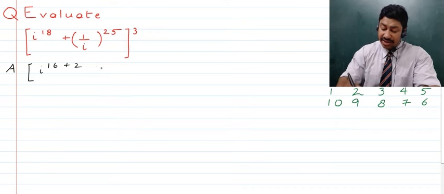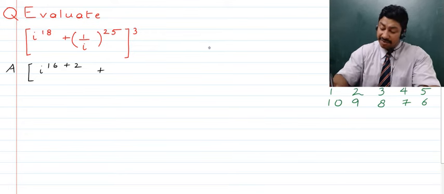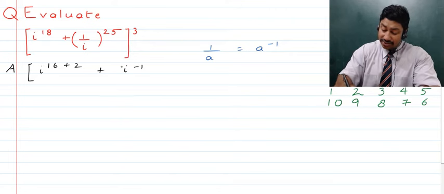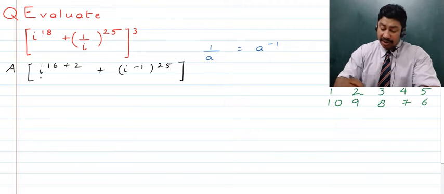Further then children, in the next step we have here 1 upon i, right? So as you know that whenever we have a number which is there in the denominator, when it comes over to the numerator, its power becomes a minus 1. So similarly, we can write this as i raised to the power minus 1, and its whole power is 25, and then the whole power of this sum of two expressions in i is 3.